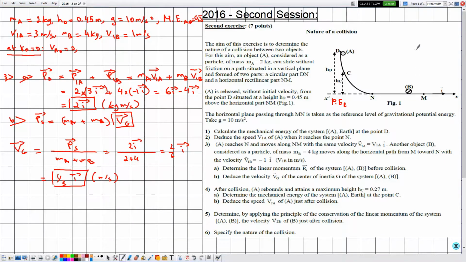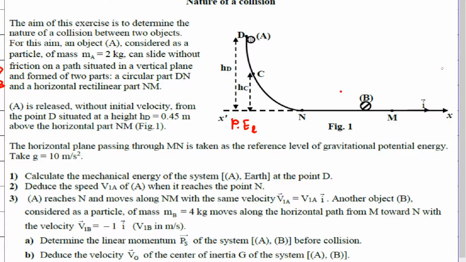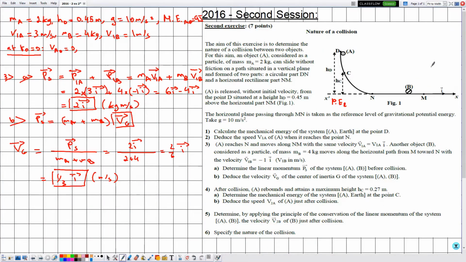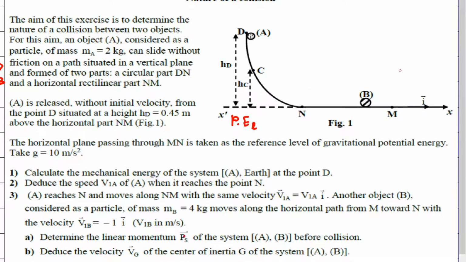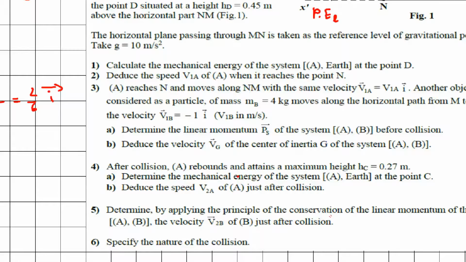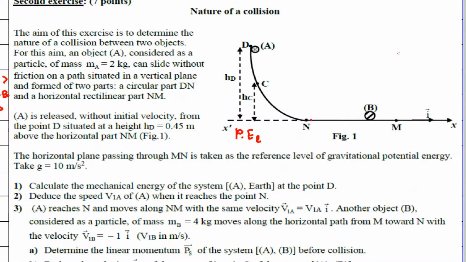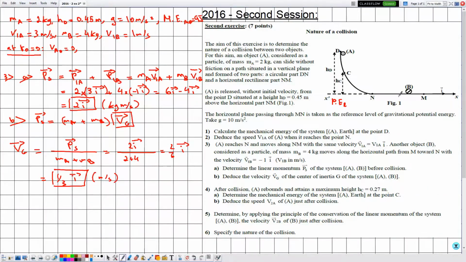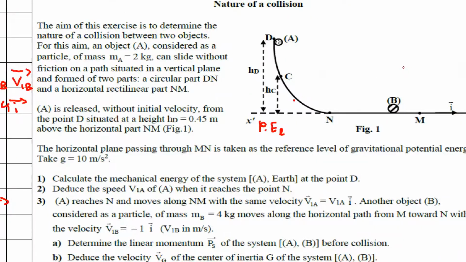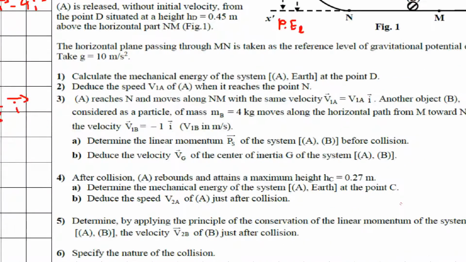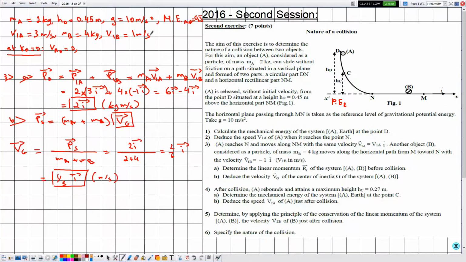So here what will happen is the following. A and B haven't collided yet. After they collide, they are telling us that A rebounds. A rebounds means that A previously was moving from N to M. After it collides with B, it will move from M to N and rebound back, so it moves back. And after it moves back and reaches the point N again, it will go up along this plane and reach the point C, and the height of C is given by HC, which is equal to 0.27 meters.